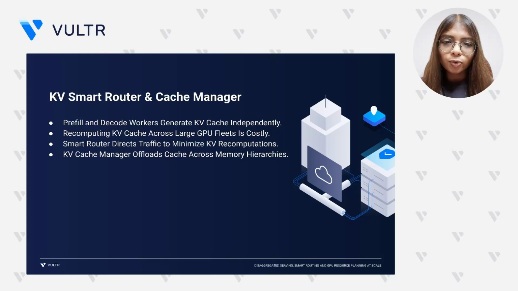So, when a new request arrives, instead of blindly load balancing, it routes that request to the worker that has the highest KV cache overlap, maximizing cache reuse and minimizing costly recomputation.